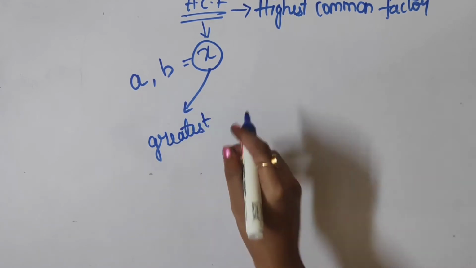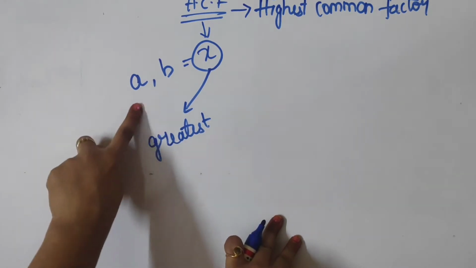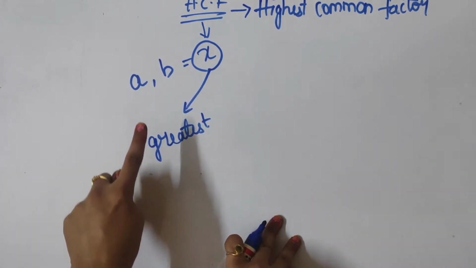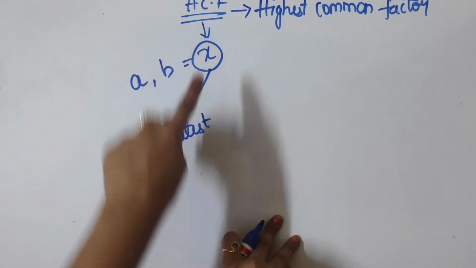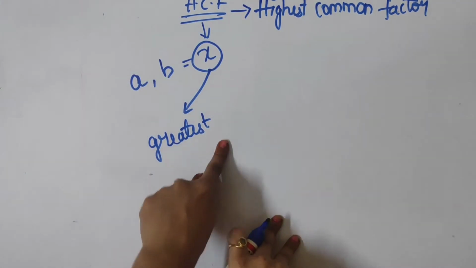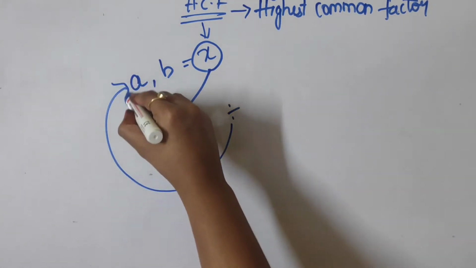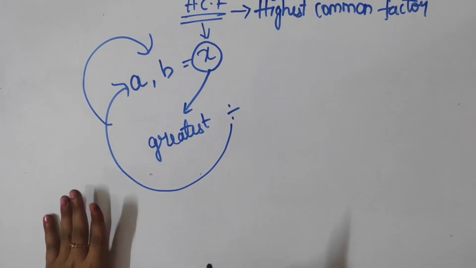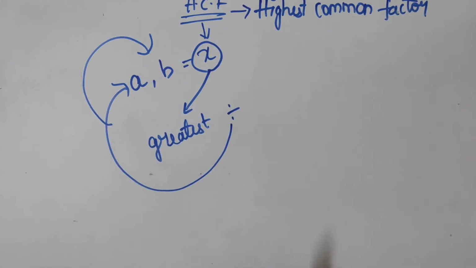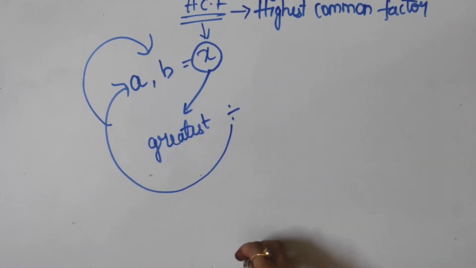I repeat, there are two numbers. Let's imagine there are two numbers A and B. Then the HCF of those two numbers is X. Then X is the greatest number which divides each of A and B. Also, I would like to tell you HCF can be done for more than two numbers. So now let's see an example.